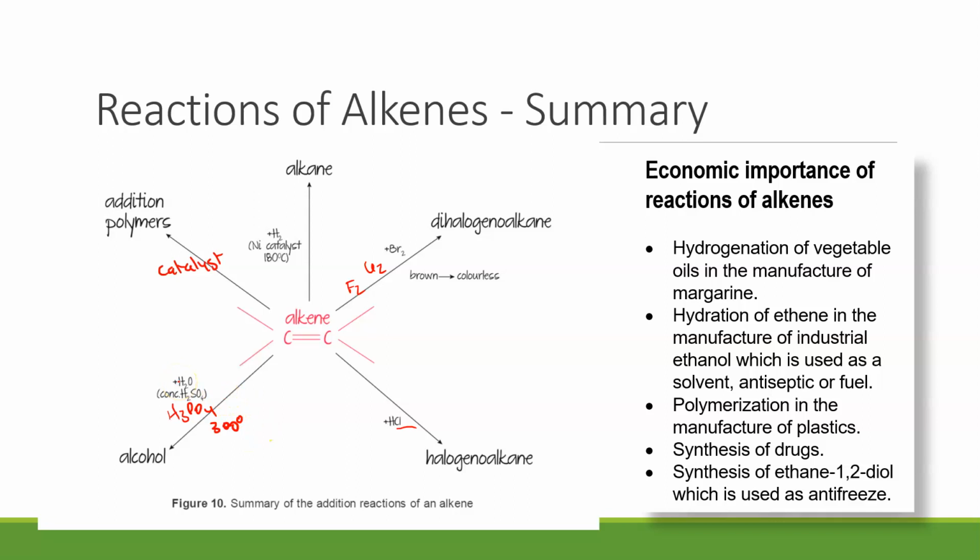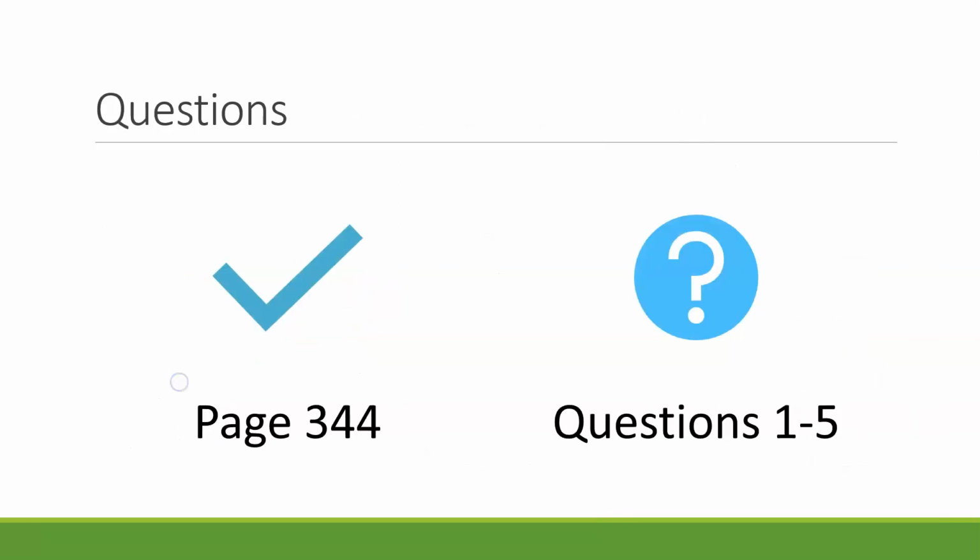The reactions of these alkenes are important for industry. Hydrogenation gives us margarine, hydration of ethene will allow us for the industrial production of ethanol, polymerization, of course, with the production of plastics, and these often are useful in the synthesis of drugs and medicines, and also antifreeze. So these reactions are incredibly important throughout industry.